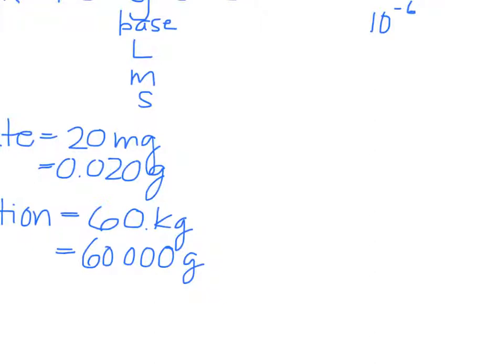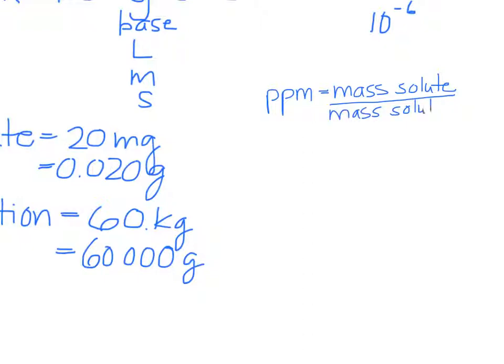Okay, so parts per million. If we want parts per million, we're going to look up to the formula above, and it says the mass of solute over mass of solution times 10 to the 6. Oops, I almost wrote 20. That would be bad form.